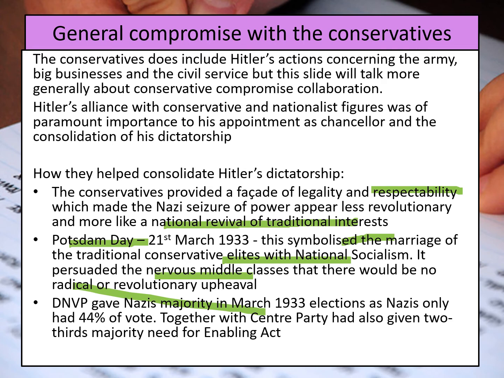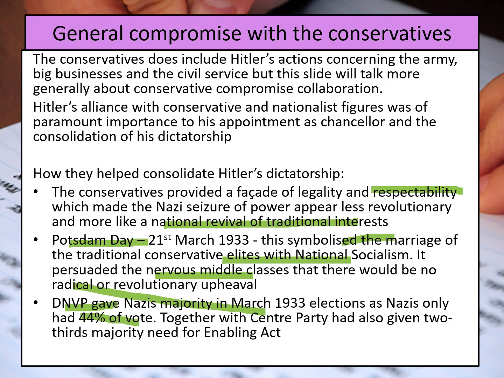We also have other things that Conservatives did, like the DNVP. Obviously, they had actually given the Nazis the majority that they needed in the March 1933 election, because the Nazis only had 44% of the vote, but when the DNVP gave them their share of the vote, they then got that overall majority, which helped to get things like the Enabling Act passed on the 23rd of March.